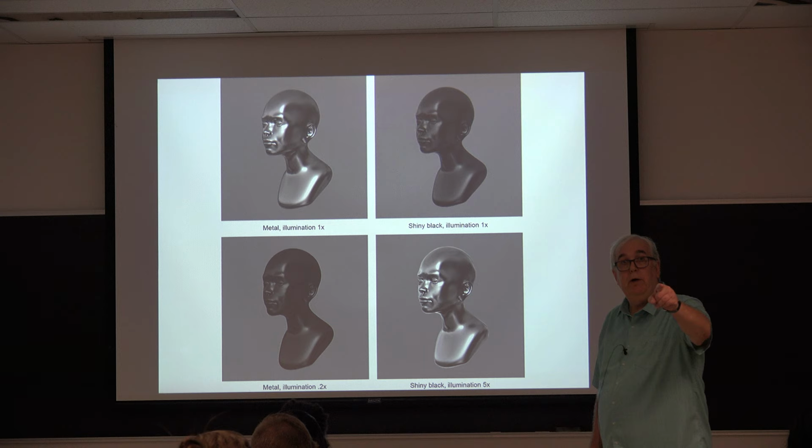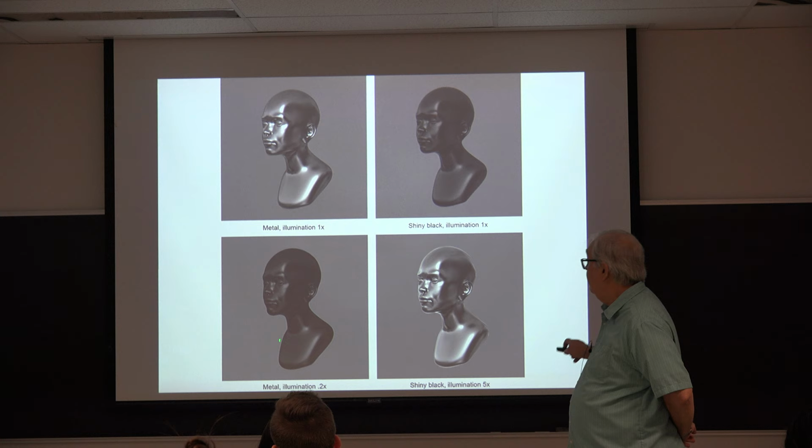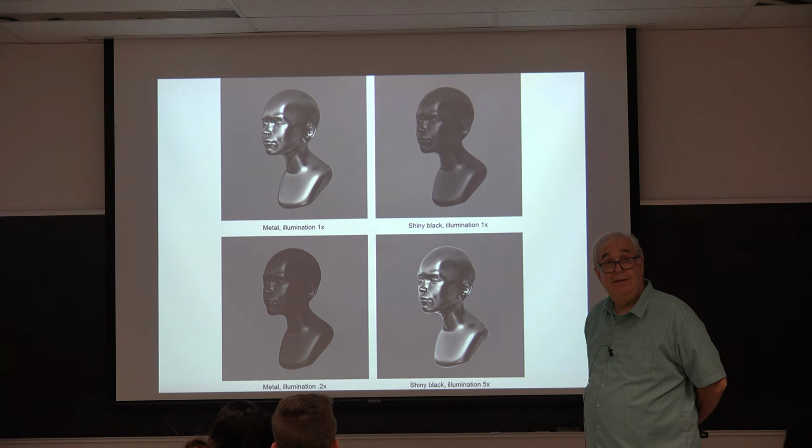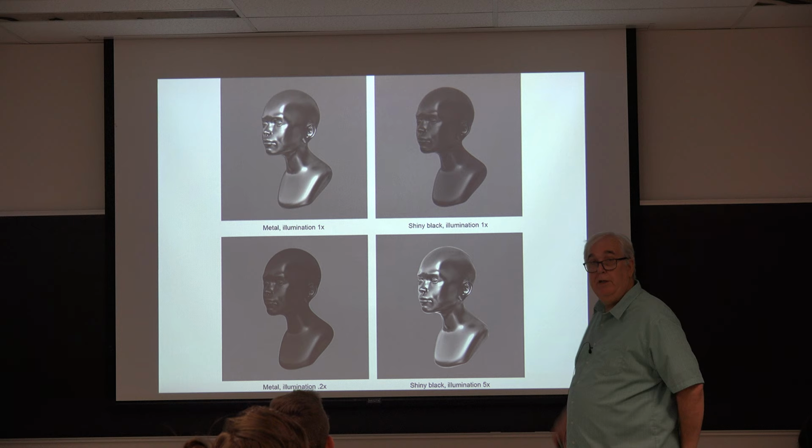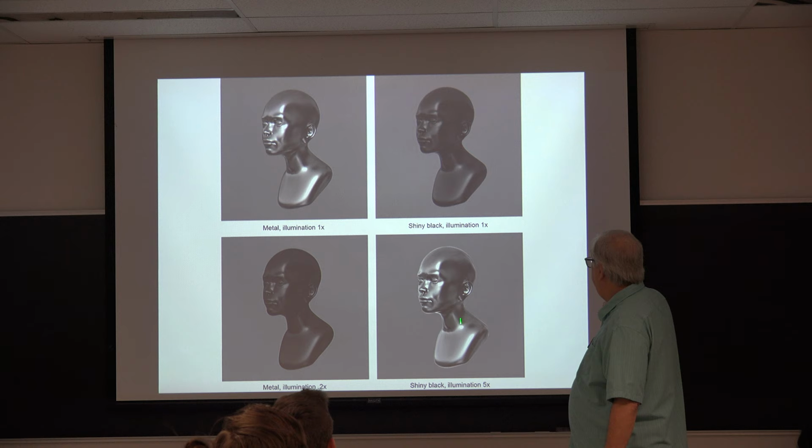Yeah? So you're saying the black one is not black on the bottom? On the bottom, this is metal. That's metal, yeah, and that's shiny black. So how do you know the metal one is actually metal? I mean, you're talking about the Fresnel effect? Yeah, so this is the same thing as this, but with the intensity of illumination lowered by a factor of 5. This is the same as this one, but the intensity is raised by a factor of 5.